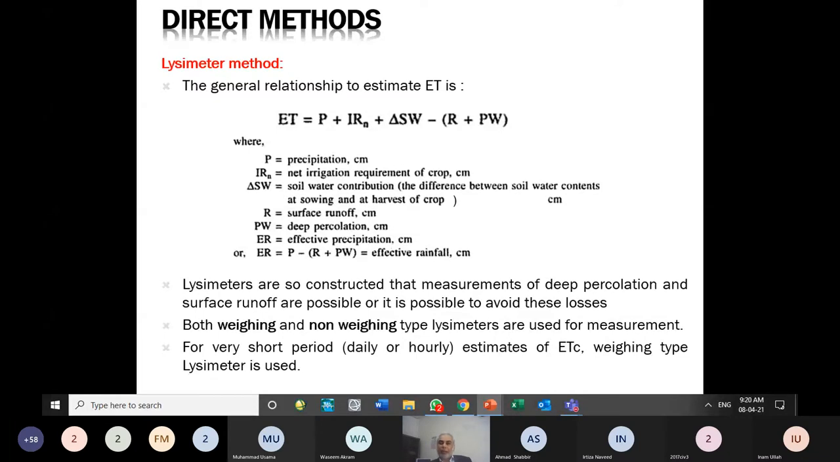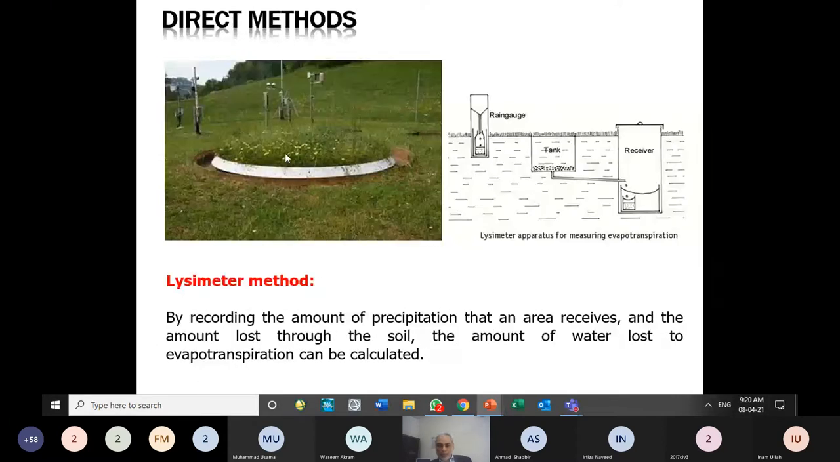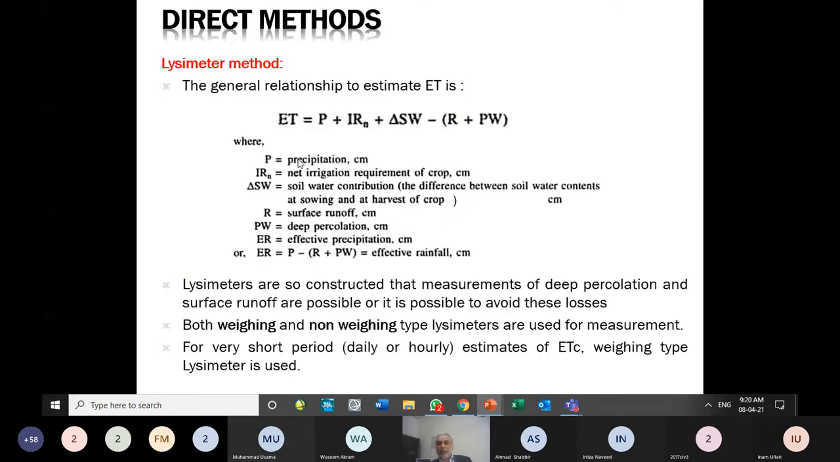So this is an elaborate, detailed field-based experiment we carry out on a daily basis to calculate evapotranspiration daily, or on a seasonal basis to calculate the seasonal evapotranspiration. Whatever crop we grow in this lysimeter, we will get the evapotranspiration requirement for that crop. If it is wheat, we will get ETC for wheat. If it is standard grass, we will get ET naught for that grass. In this way, experiments have been carried out by different researchers, and ETC has been calculated for various crops.